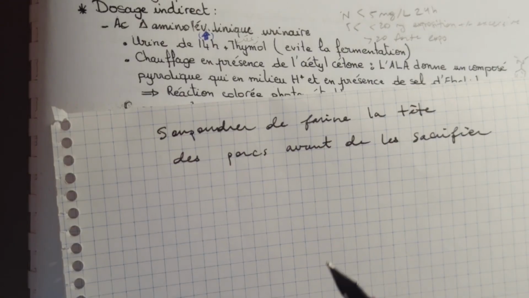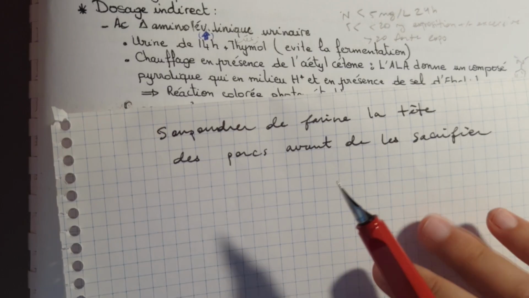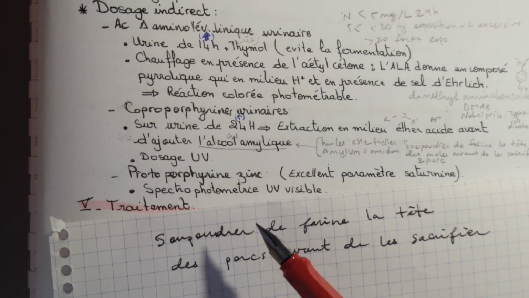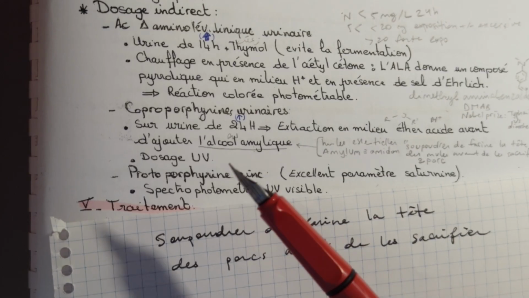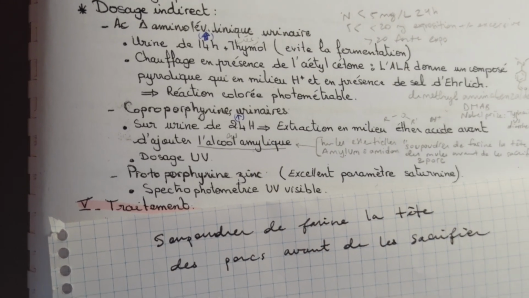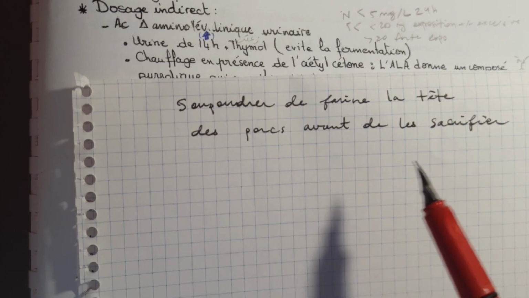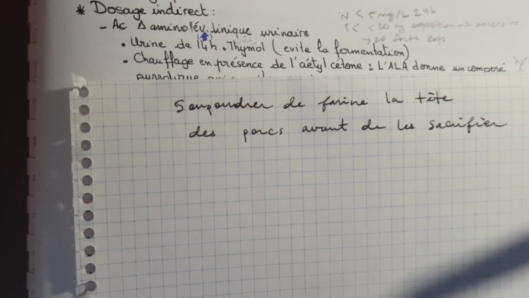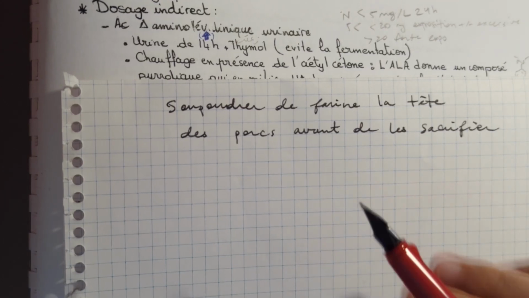Alright, so this is a sentence that I used to remember that we add l'alcool amylique, amylic alcohol, to do the dosage of coproporphyrine urinaire in the context of lead poisoning. Now the sentence is "saupoudrer de farine la tête des porcs avant de les sacrifier", which means to sprinkle flour on the pigs' heads before sacrificing them.